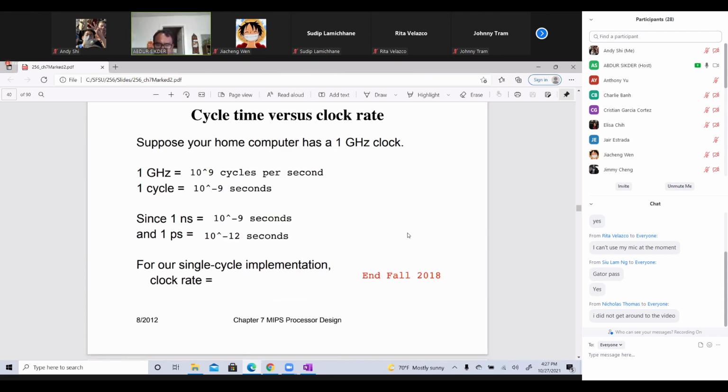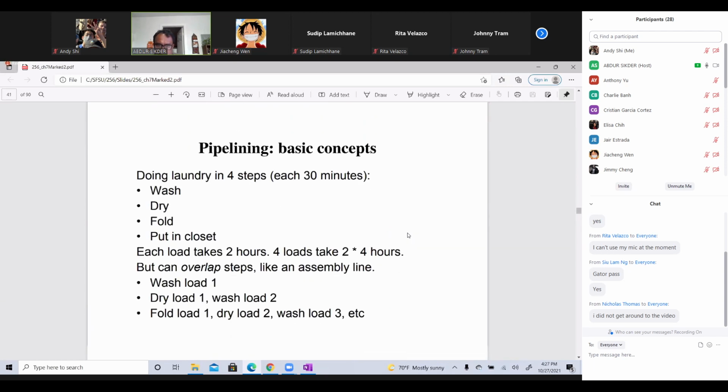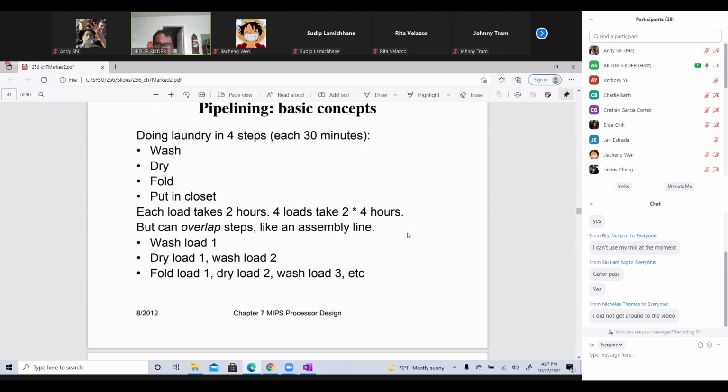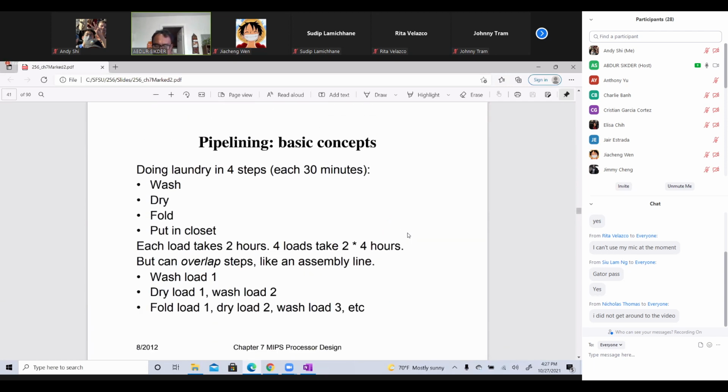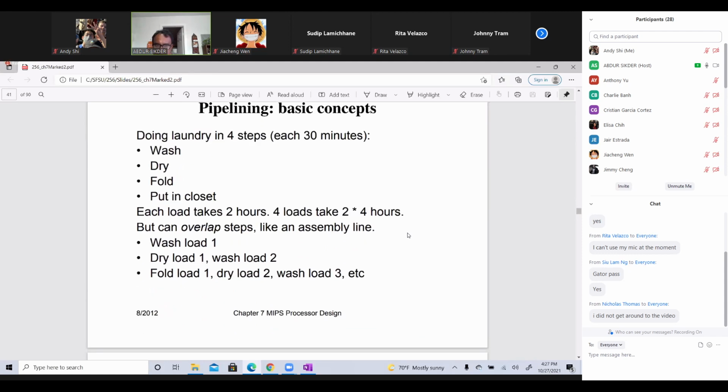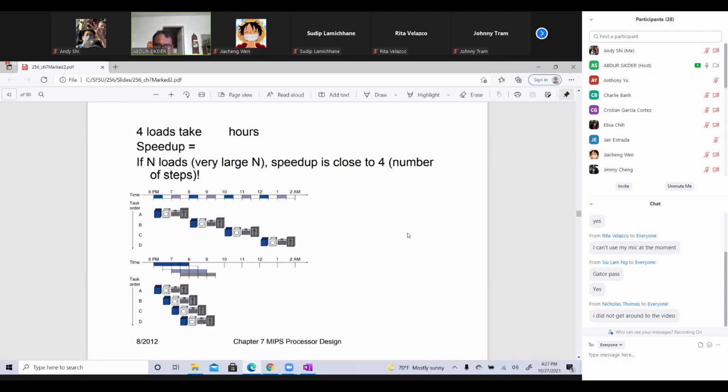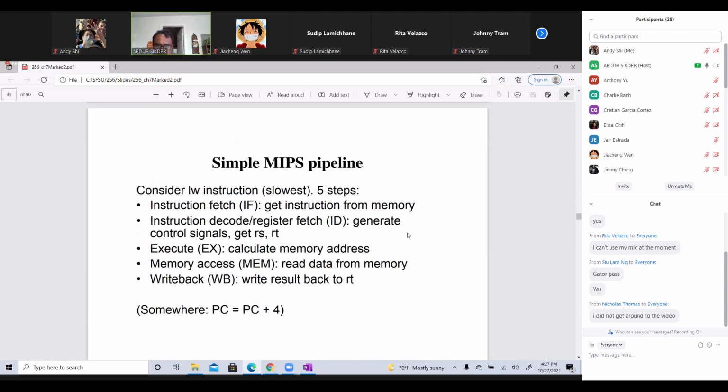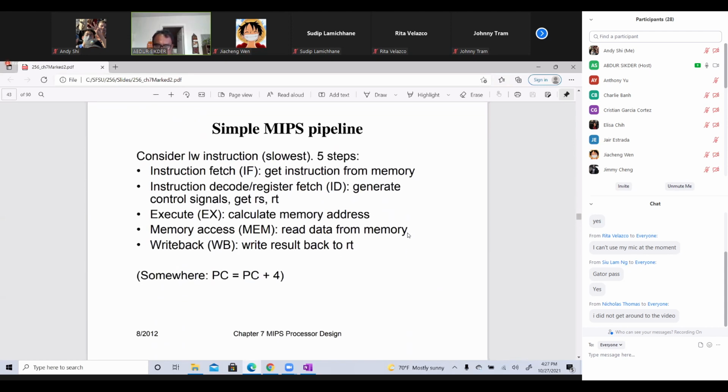Since 1 nanosecond is 10 to the minus 9 seconds, a picosecond is 10 to the minus 12 seconds. Very tiny time. And then we have this basic concept of pipelining from the doing laundry in 4 steps analogy. And then the simple MIPS pipeline, 5 steps, just memorize it.